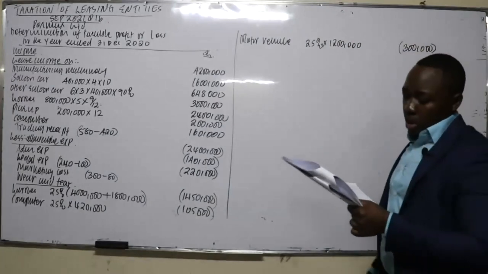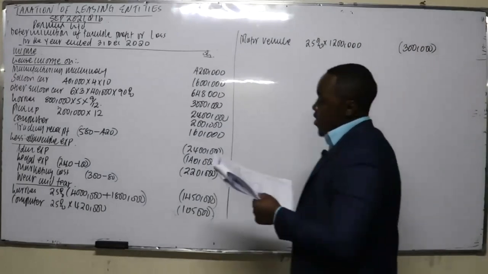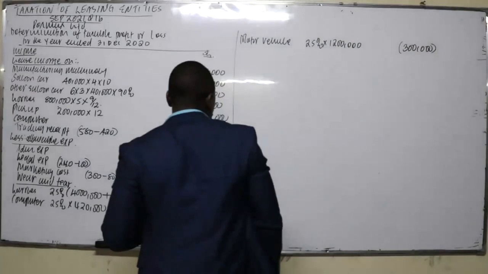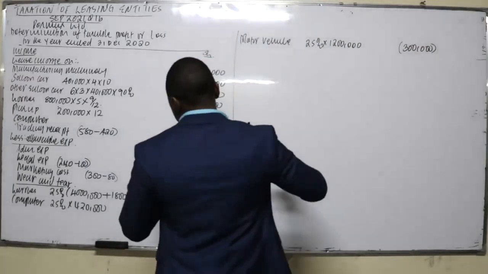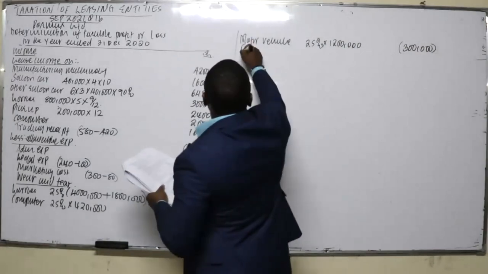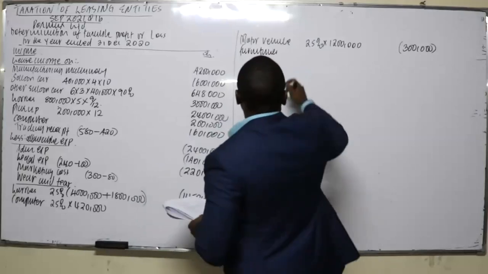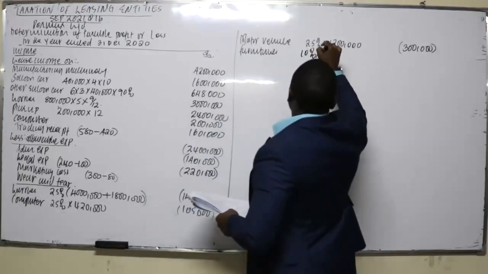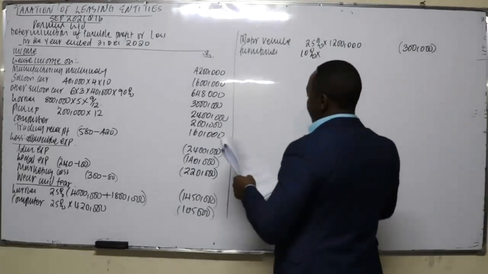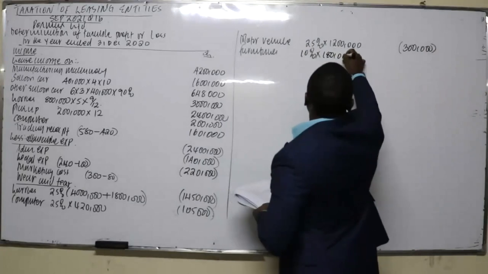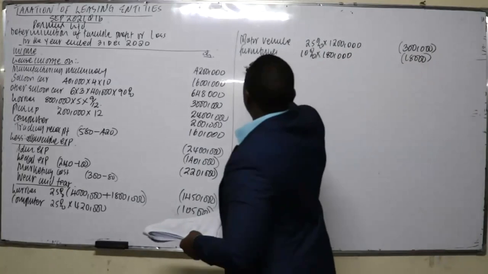Was there any purchase of motor vehicle? No. The saloon car is not part of that. Then there is furniture. Furniture is at the rate of 10% of 118, you get an amount of 18. There was also the billboard.